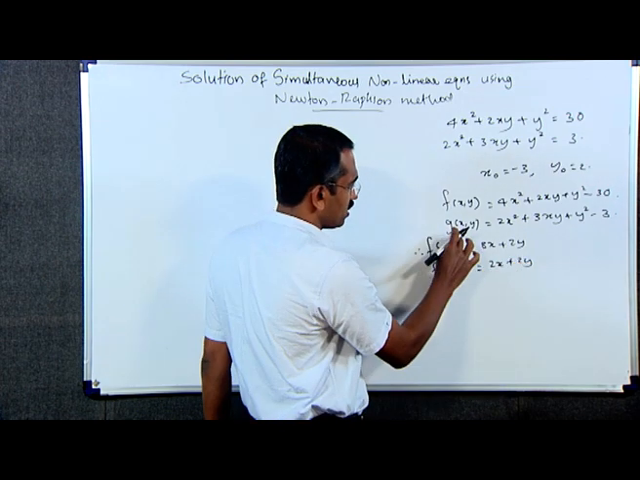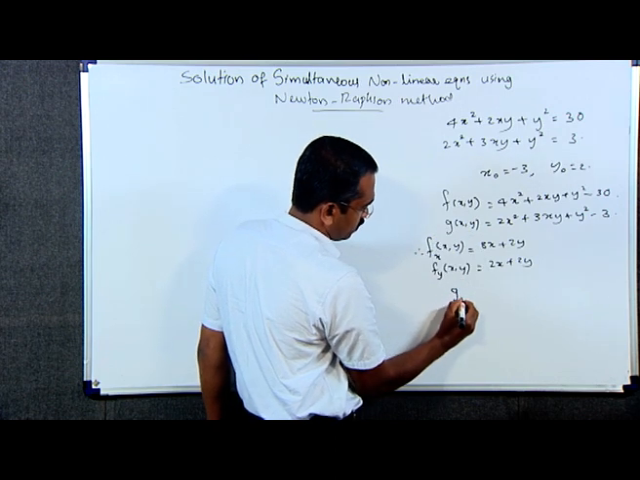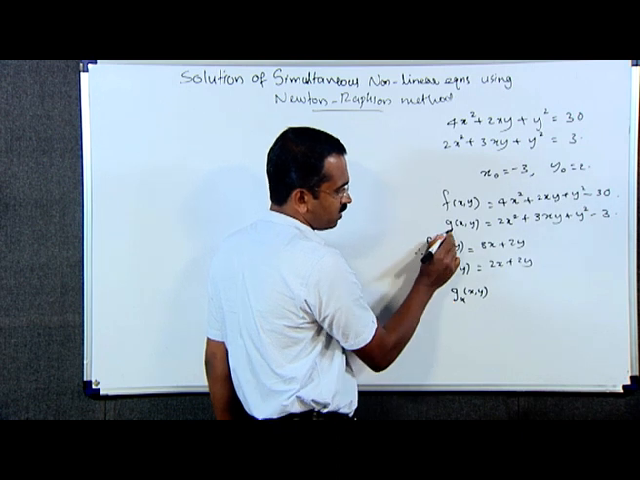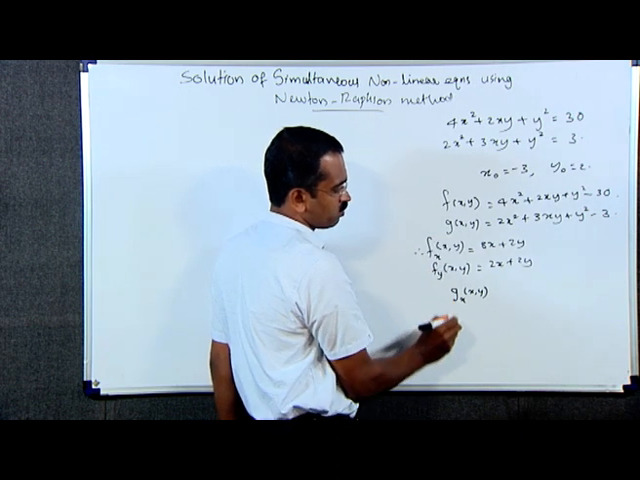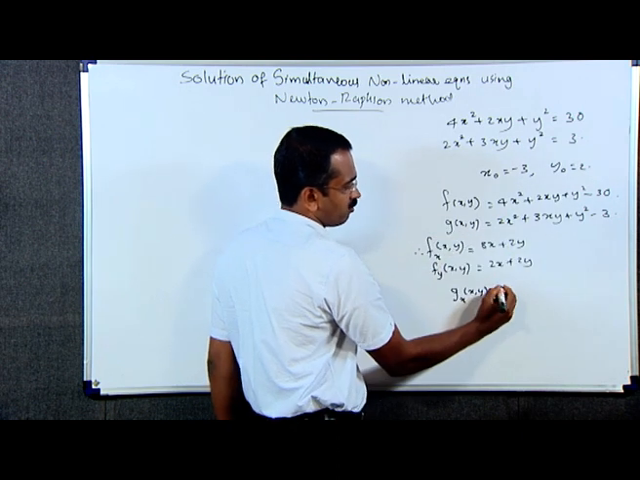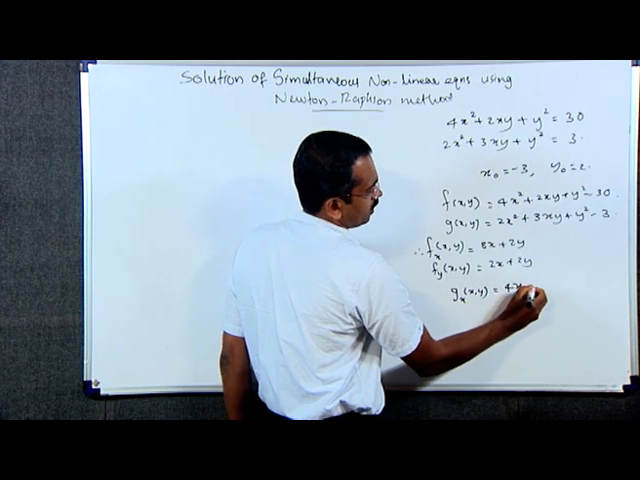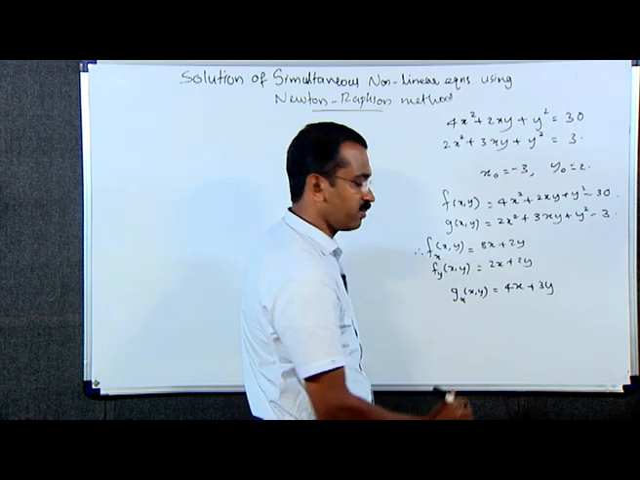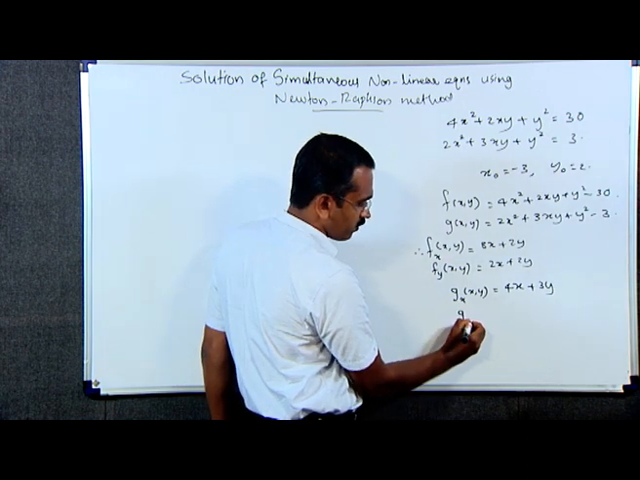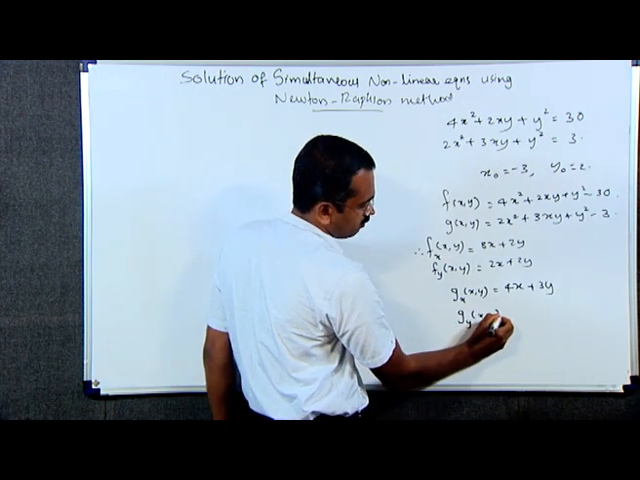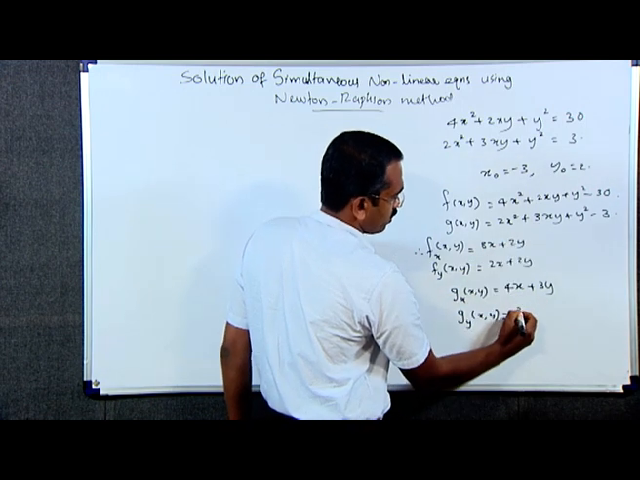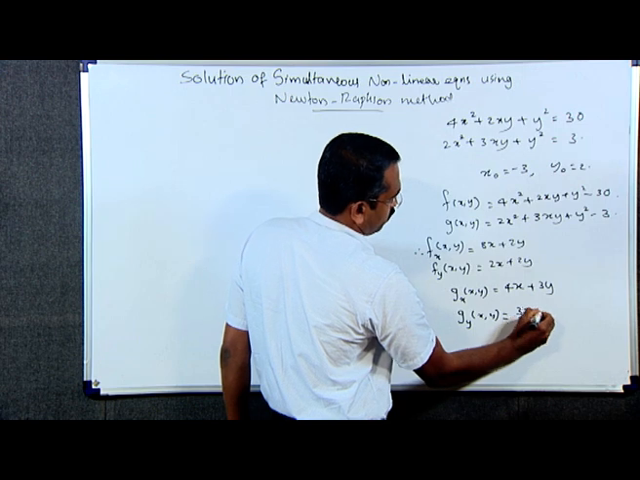Similarly, gx, that is the partial derivative of g of x y with respect to x, is 4x plus 3y, and the partial derivative of g with respect to y, that is gy, is equal to 3x plus 2y.